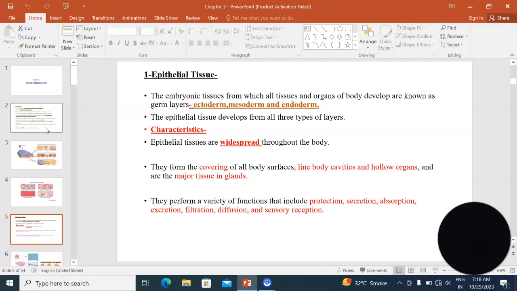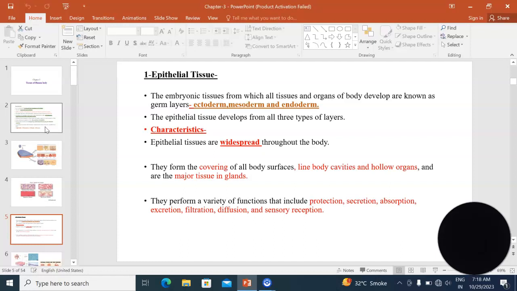Next, moving towards the characteristics of epithelial tissue. This epithelial tissue is widespread throughout the body, meaning many parts of the body have a lining of epithelial tissue. Also, it helps in covering or lining body surfaces. It also lines body cavities and hollow organs. Hollow organs, for example stomach, esophagus and intestine, all have a lining of epithelial tissue.